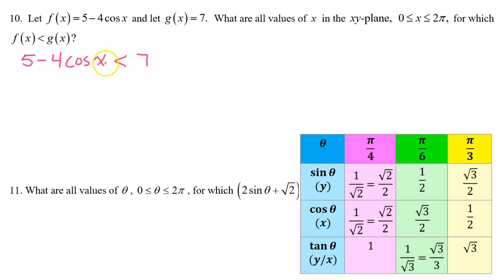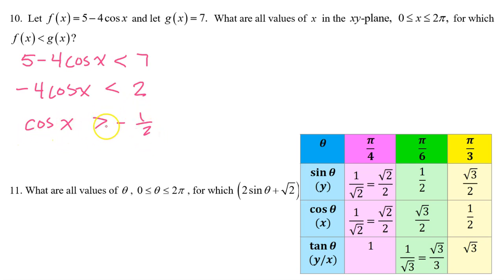Let's isolate cosine x. First we subtract 5 from both sides, so we get negative 4 cosine x is less than 2. Next we need to divide both sides by negative 4. Be very careful here. When you multiply or divide by a negative, you must remember to reverse the direction of the inequality. So we will get cosine x is greater than negative 1/2. 2 over 4 reduces to 1/2.